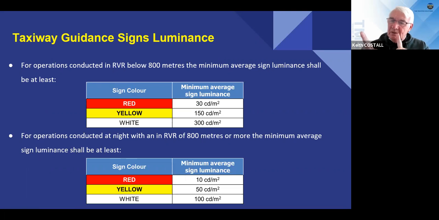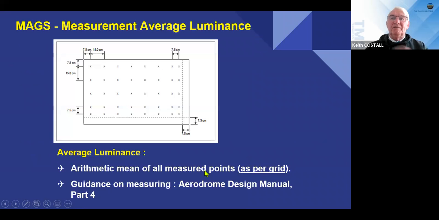Don't get visibility mixed up with RVR visibility. RVR is runway. When we're talking about taxiways, we're talking general visibility. So we're talking 800 meters and then above or below. So that's the criteria. We define exactly what the candela per meter squared on the guidance sign is going to be, depending on whether we're above or below 800 meters. So that's what that is giving us there.